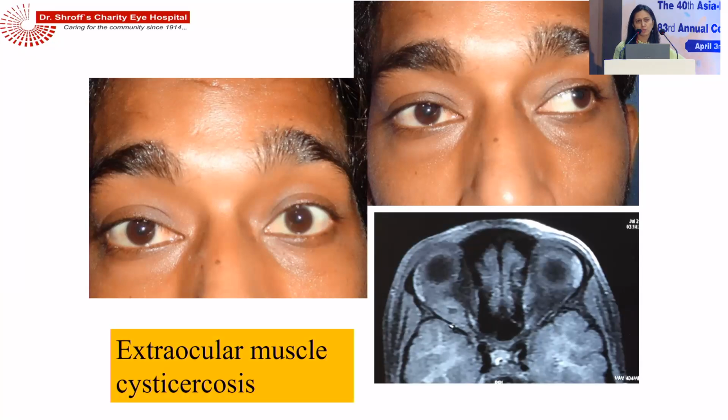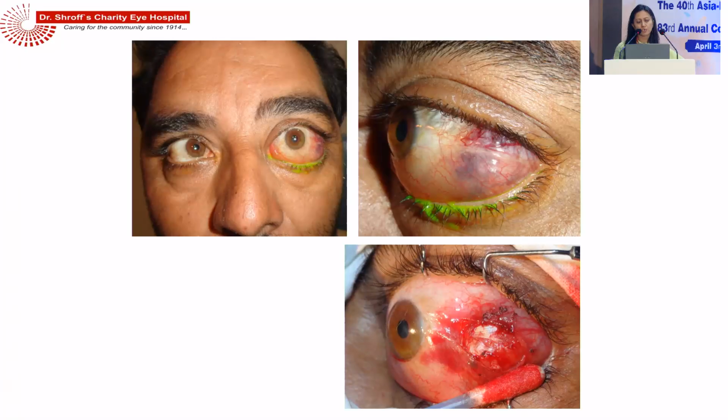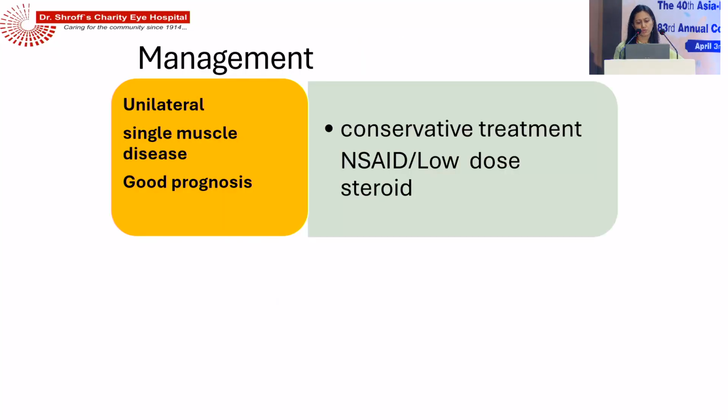Cysticercosis, very common in our setting, can present like a myositis kind of picture. B-scan or imaging usually gives a diagnosis, and sometimes there can be infiltrative pathology within the muscle, like this gentleman who had extraocular muscle lymphoma which presented with signs of inflammation. So we have to be aware of what are the cases where we need biopsy, and we'll be talking about it later.